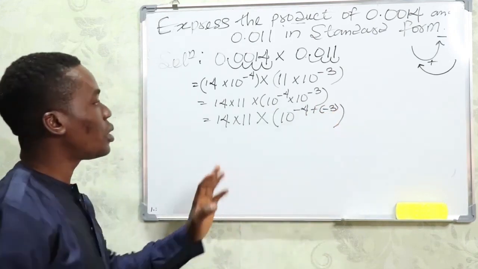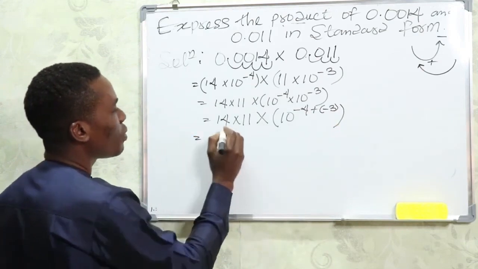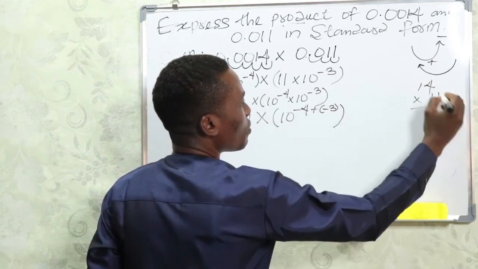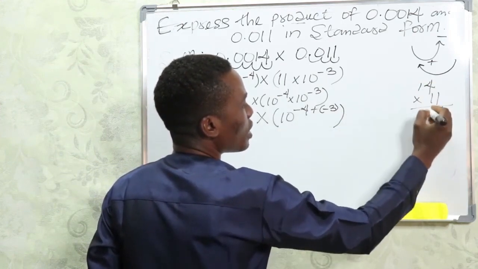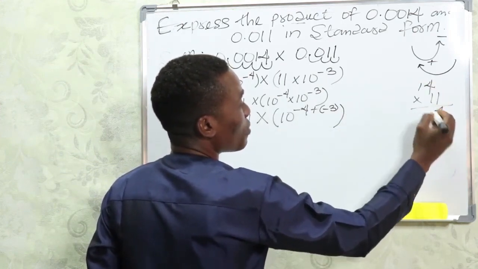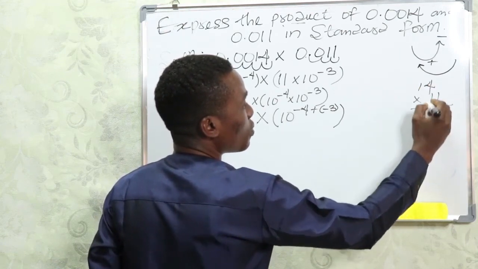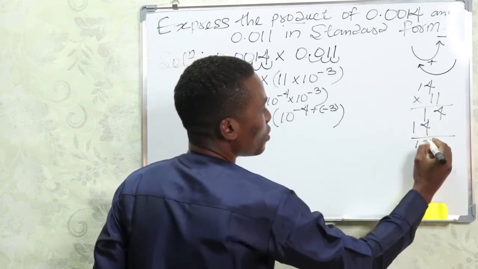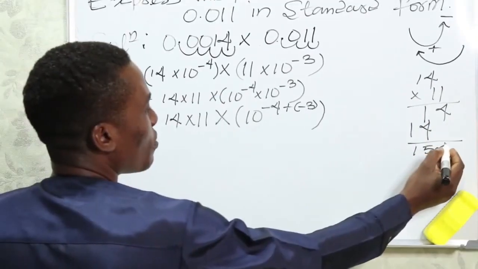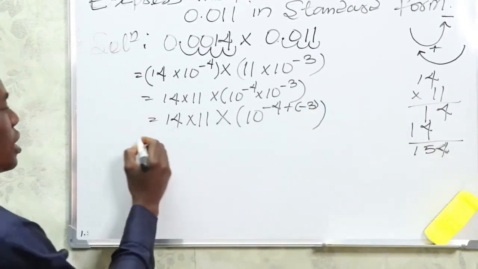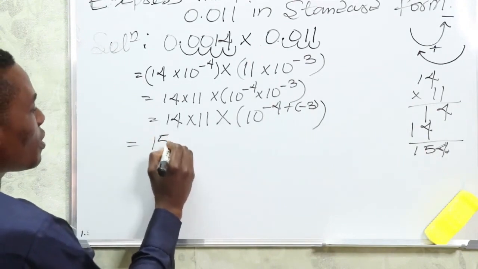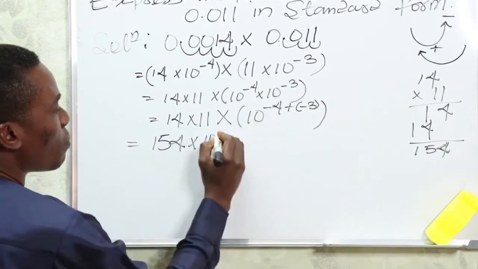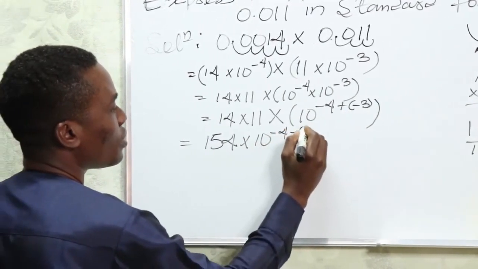Now let's look at 14 times 11. 4 times 1 will give us 4, 1 times 1 will give us 1. If you add them, it will give you 154. Now, taking this 154, we'll have 154 multiplied by 10 raised to power minus 4 minus 3.